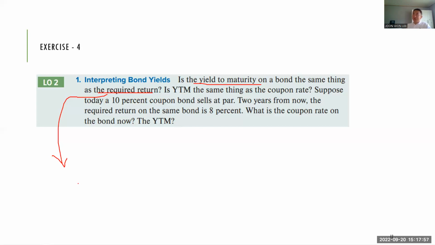So the yield to maturity on the bond is the same thing as the required return? No. Why is it no? You understand the yield to maturity? Yeah. So yield to maturity is based on market interest rate and any other risk.